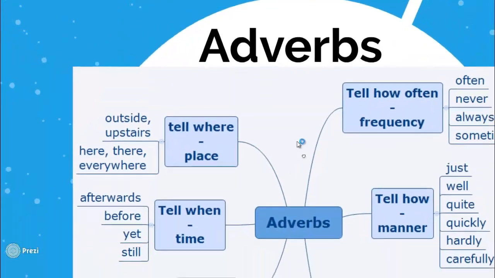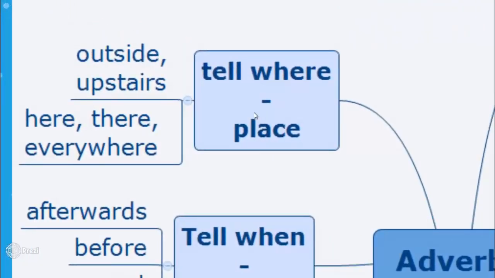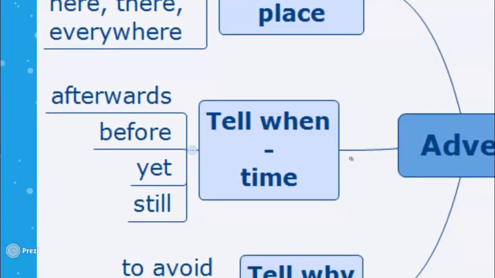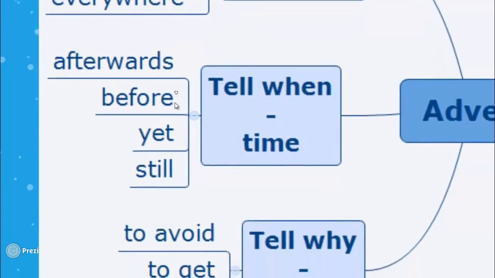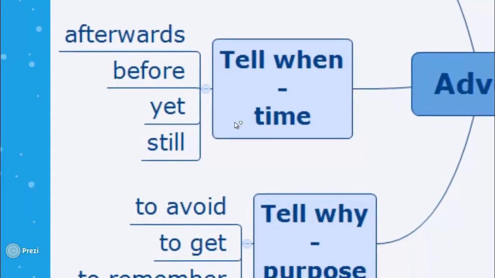So, for adverbs, we can talk about the types of adverbs. We can talk about an adverb of place, which tells me where the action is done. Like I went outside, or I'm gonna go upstairs, or I live here but I wanna go there, or you can contact me everywhere. It tells me the place. Then there are those adverbs that talk about time, and they're called time adverbs. Here are some examples: afterwards, before, yet, still. This is important. This tells me when the action was performed.